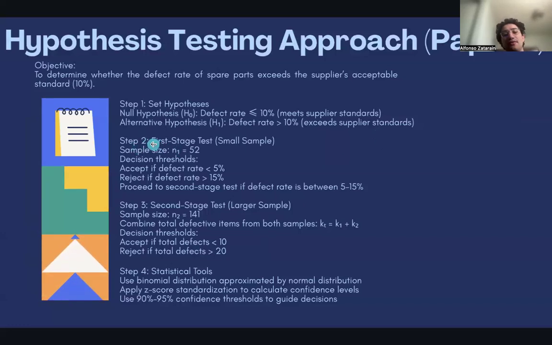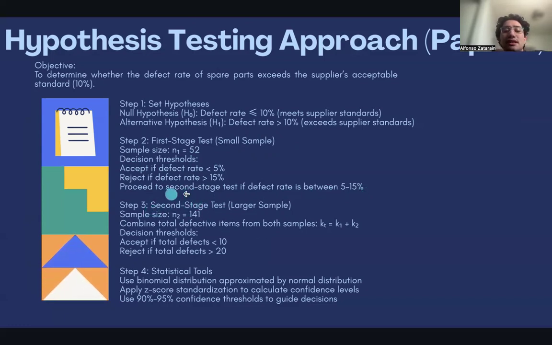For our second step, we have the first stage test, which would be with a small sample, as I already mentioned. The small sample size here would be 52, and the decision thresholds are: accept if the defect rate is 5% and reject if the defect rate is 15%. And then we proceed to the second stage test if defects are in the rates between 5 and 15.